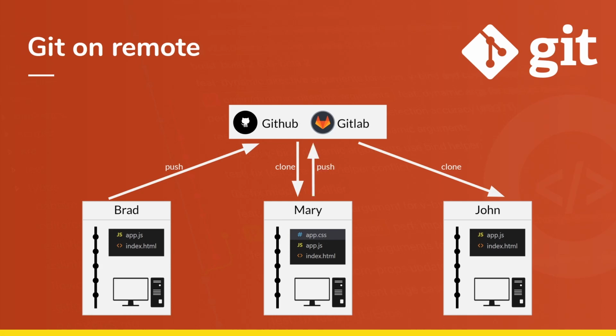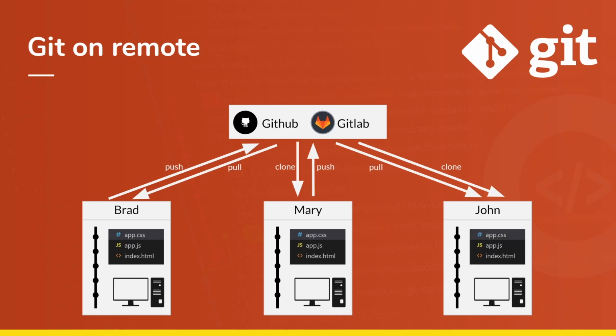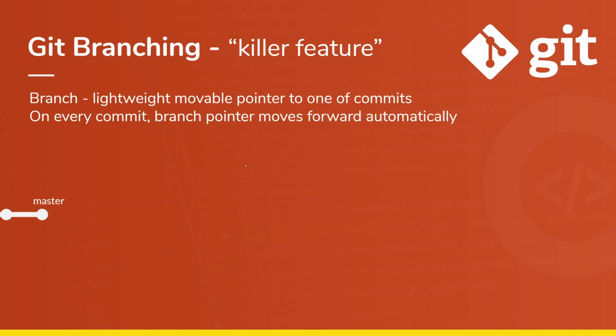Okay, so she pushes the changes on the remote repository, Brad pulls the changes, and now in local repository Brad also has app CSS, and John also pulls the changes and he also has app CSS. And that process basically is unfinished process until the project is in the development process. Okay, let's see one more slide and then we will install Git and make our hands dirty.